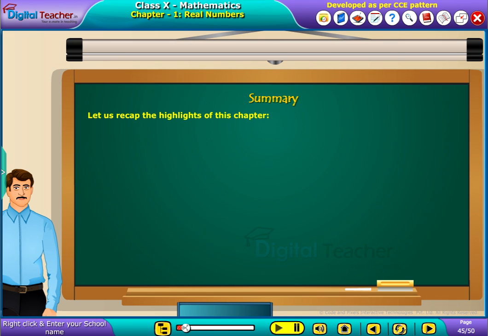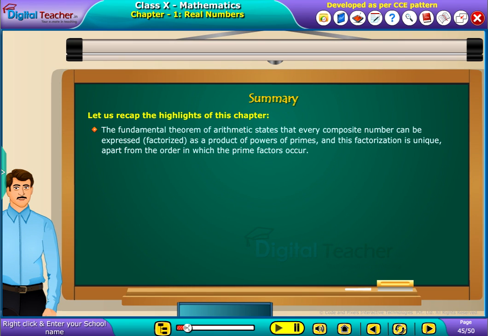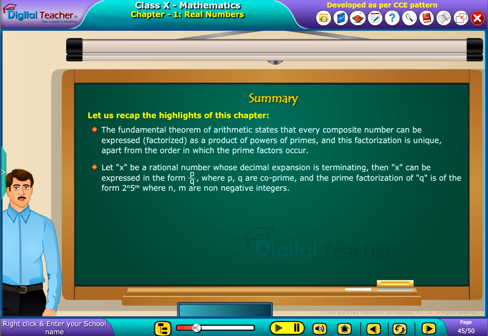Summary. Let us recap the highlights of this chapter. The fundamental theorem of arithmetic states that every composite number can be expressed or factorized as a product of powers of primes, and this factorization is unique apart from the order in which the prime factors occur. Let x be a rational number whose decimal expansion is terminating. Then x can be expressed in the form p by q, where p, q are co-prime, and the prime factorization of q is of the form 2 power n, 5 power m, where n, m are non-negative integers.